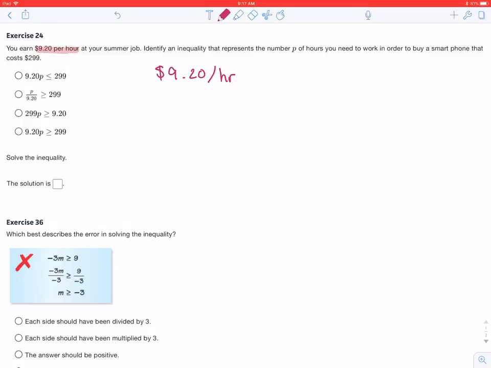So you earn $9.20 per hour. Identify an inequality that represents the number P of hours. So P represents hours you need to work in order to buy a smartphone. Let's make that the iPhone X, because I'm all about Apple. iPhone X that costs $299. That's pretty cheap for an iPhone X. That's probably like the iPhone X but without the screen or the back. You're basically just buying the battery. It is $299. So that's our goal, is to get to $299.